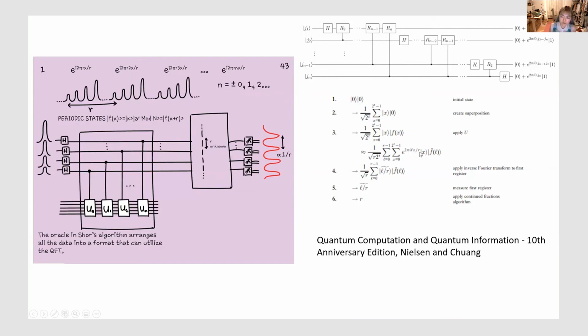If you do a Fourier transform of that, even if you don't think about quantum Fourier transform, just normal Fourier transform, you will get some other function that is proportional to 1 over r. And that's how you are then allowed to directly obtain r.